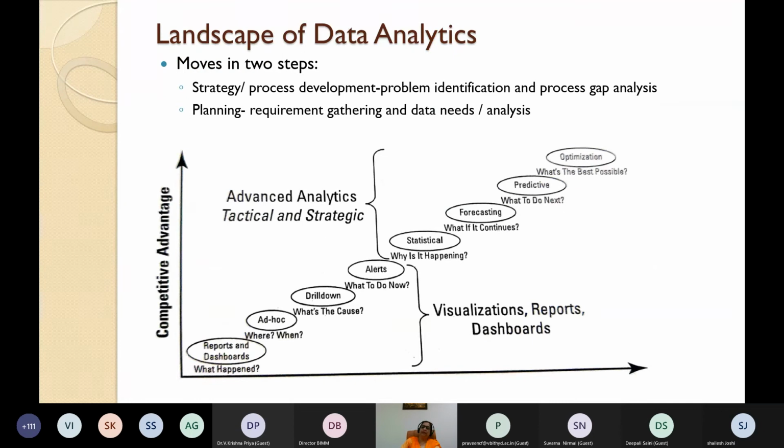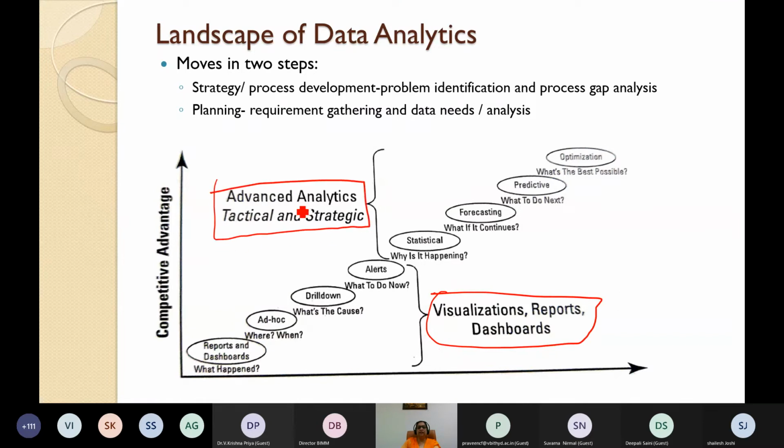So how does data analytics move toward competitive advantages? Now there were two things. First was visualization, reporting, and the dashboards. And the second part is advanced analytics, tactical and strategic decision making. So in visualization and reporting, we will be having what happened. So reports and dashboards are there. Then where and what happened. So you prepare a presentation which tells you where it happened, when it happened.